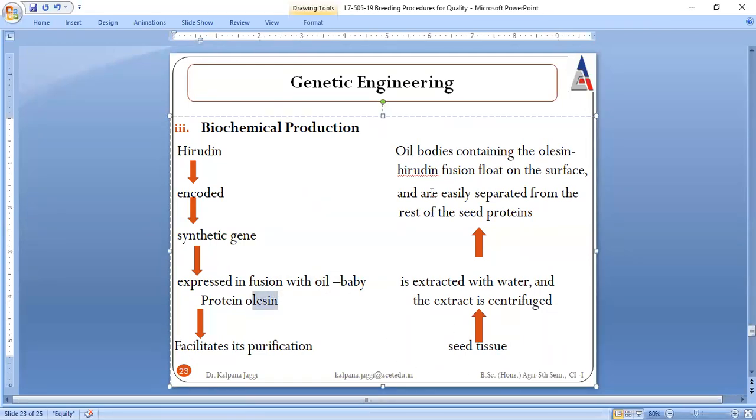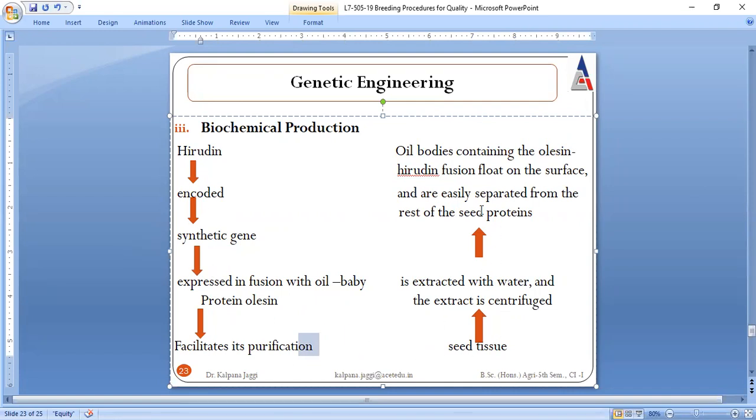How is it purified? Because hirudin forms a fusion with the oleosin, and due to its fusion, it actually floats on the surface. Because of the binding of the oleosin with the hirudin, it is floating onto the surface, and because the rest of the proteins are no more bound to the oleosin, they are not floating and they are just present at the bottom of all the content, right? So this one will be floating onto the surface and can be easily separated, and in this way it can be purified. So this is the purpose of the hirudin and how it helps in the purification.